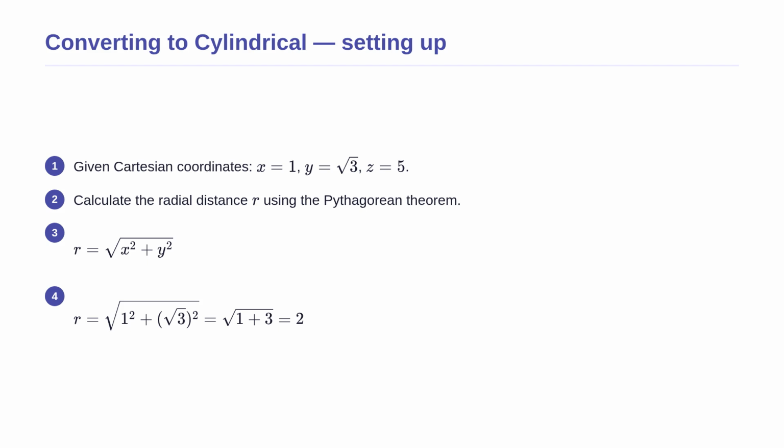We will first calculate the radial distance using the Pythagorean theorem, which calculates the straight line distance from the origin to the point's shadow on the flat ground. By substituting our given x and y values, we square 1 and the square root of 3, adding them to get 4. The square root of 4 gives us a clean, perfect radius of 2.